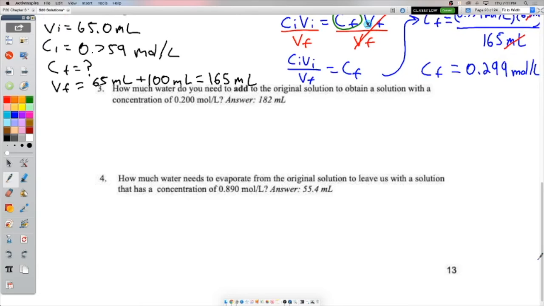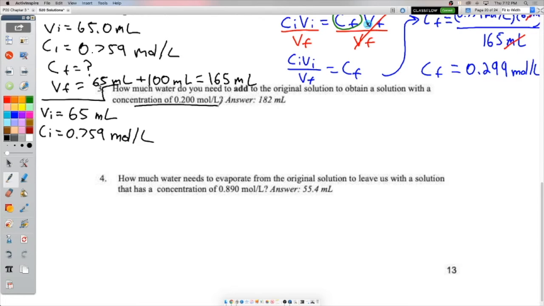How much water do you need to add to the original solution to obtain a solution with a concentration of 0.2 moles per liter? So they're using the add thing again, so be careful. But nothing has changed in my initial, right? We're still using the same one up in the box at the top of the page. VI equals 65 milliliters. CI equals 0.759 moles per liter. But now it's saying, how much water do I need to add to obtain a solution with a concentration of 0.2 moles per liter?